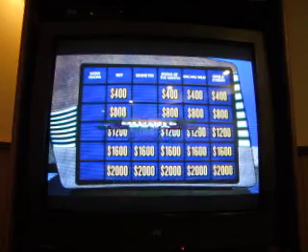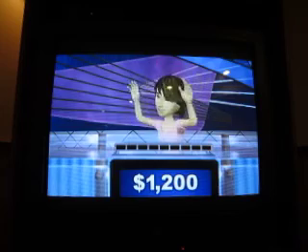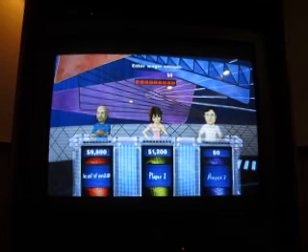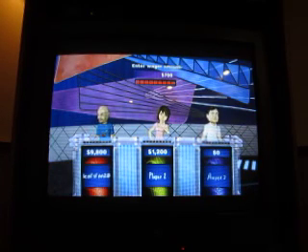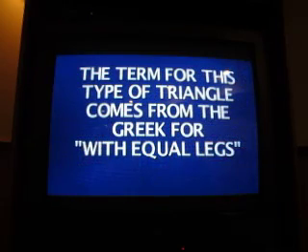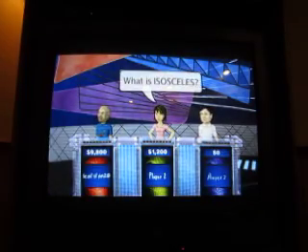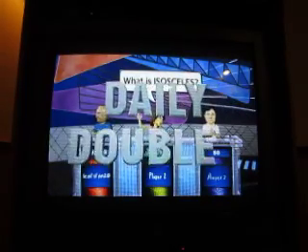Here is one of the Daily Doubles, the first of the Daily Doubles. You're in second now, but with an opportunity to catch up. Decide on your wager. Here is your clue. The term for this type of triangle comes from the Greek for with equal legs. Isosceles? That's it. That's right.